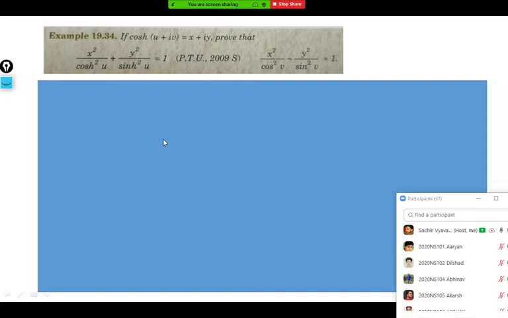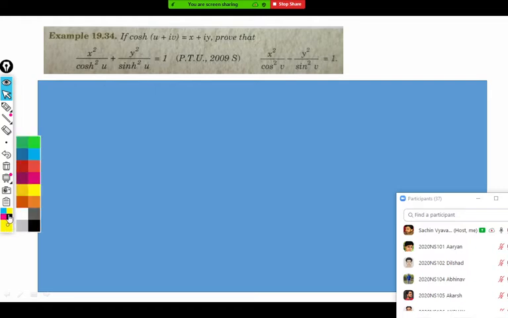So the first question is: if cos hyperbolic of u plus iv is x plus iy, we have to prove this result. So we'll start with the given part. Let me start with the given. I can write it here like x plus iy is cos hyperbolic u plus iv. Now there are two ways after this.